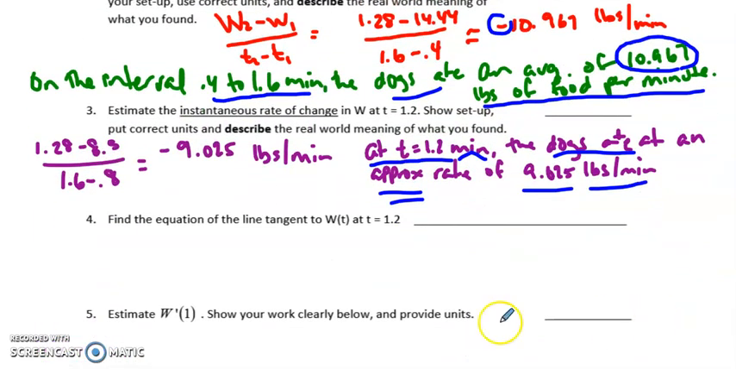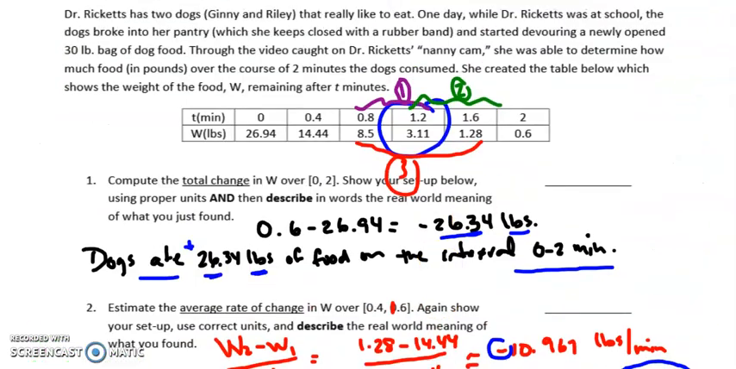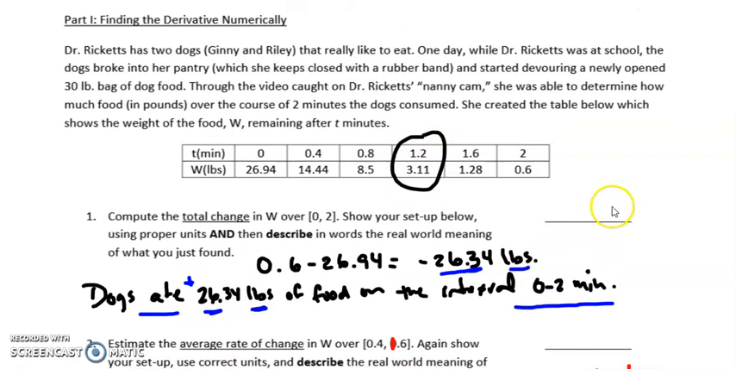All right, next question is, find the equation of the tangent line to W at time equals 1.2. Well, to write an equation of a line, you need a point and a slope. So the point is going to come from the table. Your time is at 1.2. So going up to the table, we use the point at 1.2. That's right here. So my x value is 1.2 and my y value is 3.11.